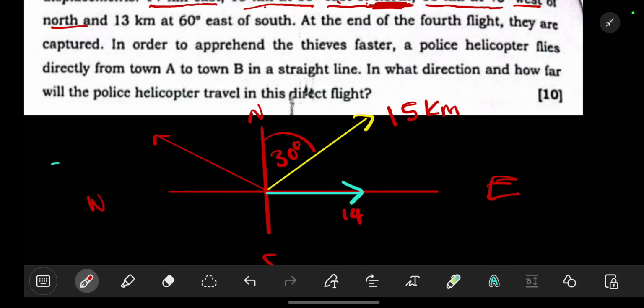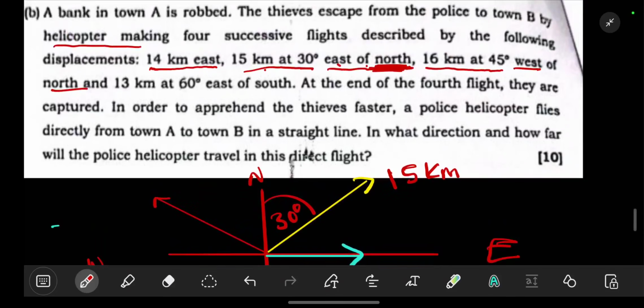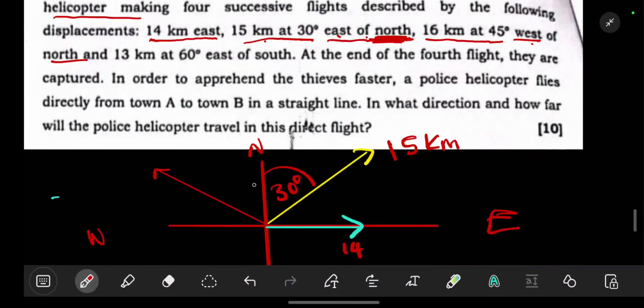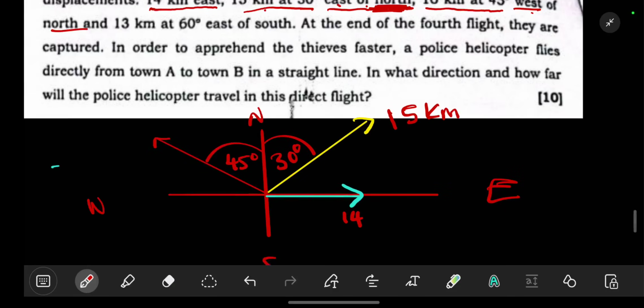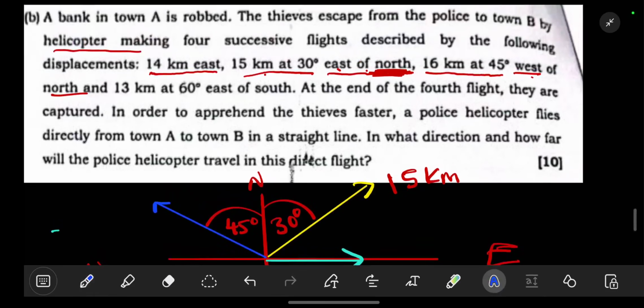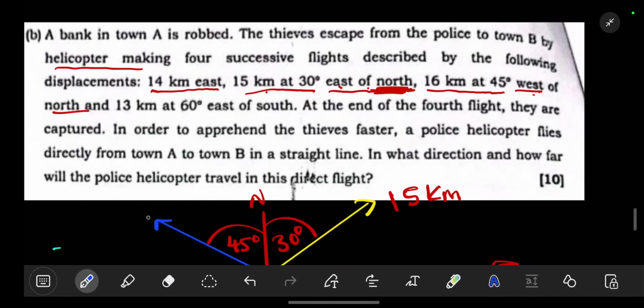Now to identify the angle, we have a west of north, which means begin from your north, go to your west until you meet that line. So we are going to have a 45 degrees there. Last but not the least, what value was this? This was 16. So we have 16 kilometers.